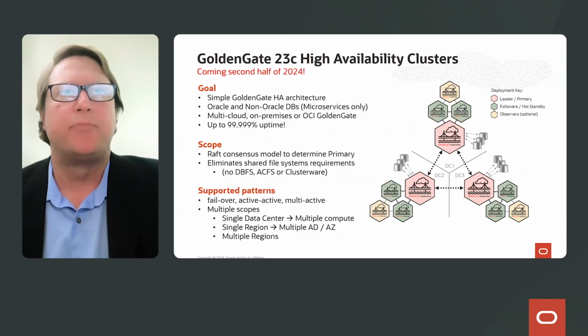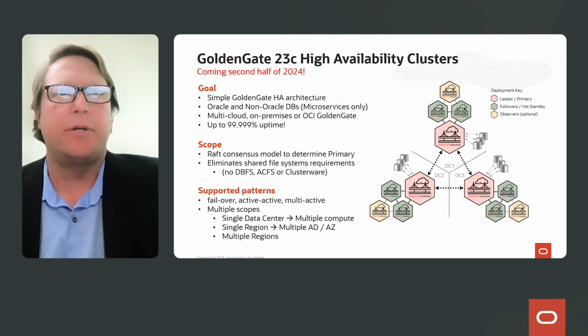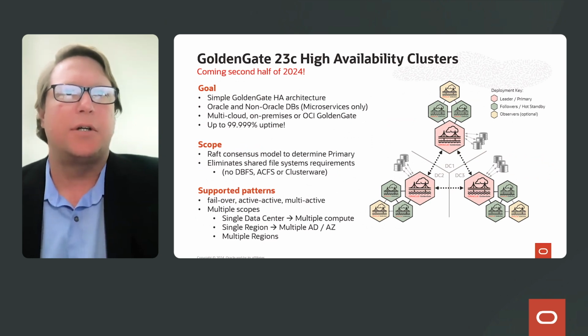It's pretty straightforward. It uses a Raft consensus model. That means you'll need to first designate a leader environment. To break this down a little bit, I've got 3 data centers here. Each data center has 3 deployments of GoldenGate. I've got GoldenGate deployed on server 1, server 2, and server 3. Maybe this is a cloud, so I've got GoldenGate deployed in region 1, region 2, and region 3. And maybe this is a different cloud vendor. I've got GoldenGate deployed in availability domain 1, availability domain 2, and availability domain 3.